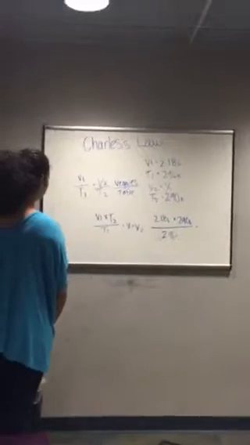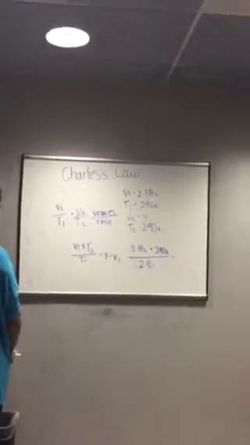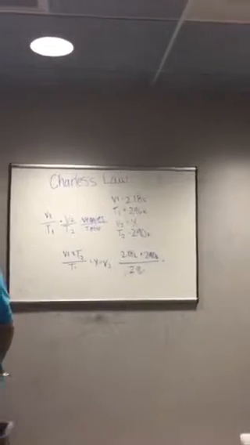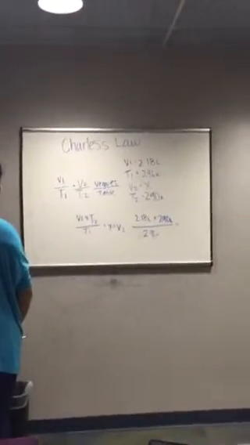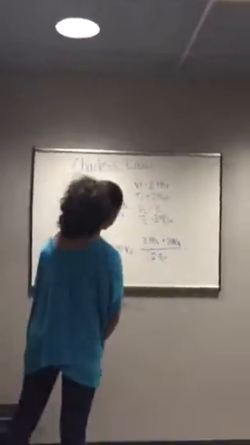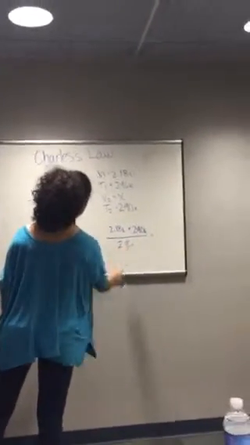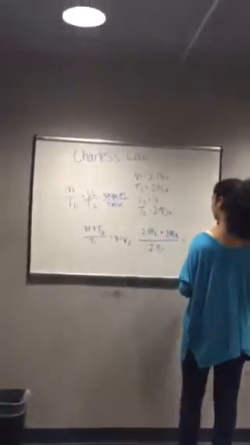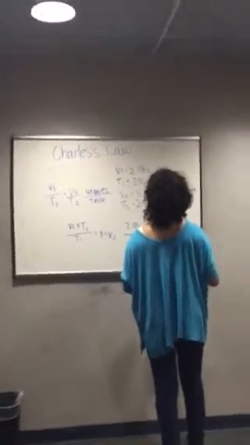Okay, so now I'm going to plug that into the calculator. So 2.18 times 290 divided by 296. And your answer will be, and we're going to round that to 2 sig figs because 290 has 2 sig figs, so it could be 2.0. And then we're looking for volume 2, so that'll be liters. And we're going to circle it because we're fancy.